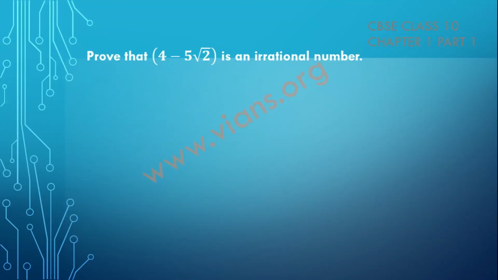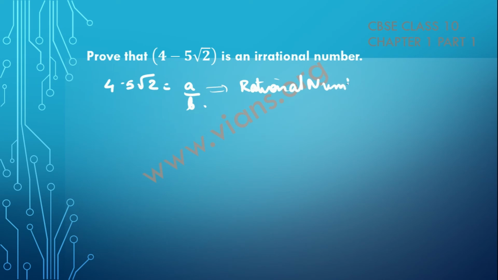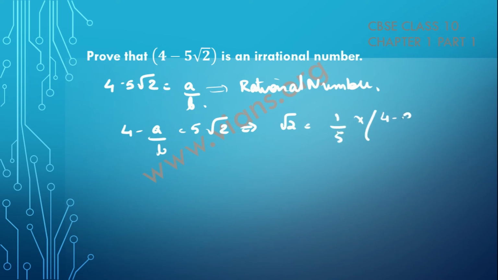Problem number 12 says: prove that 4 minus 5 root 2 is an irrational number. By now, all these problems should be pretty similar to you. So again, you're going to assume that it is a rational number of the form a by b, where b is not equal to 0 and a and b don't have any factors common other than 1, and both of them are real numbers. So this means that 4 minus a by b is equal to 5 root 2, implying that root 2 is equal to 1 by 5 into (4 minus a by b).